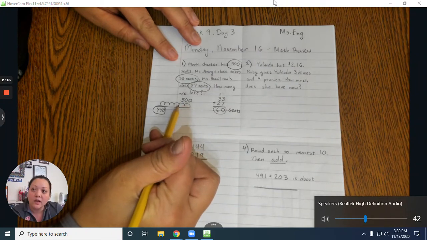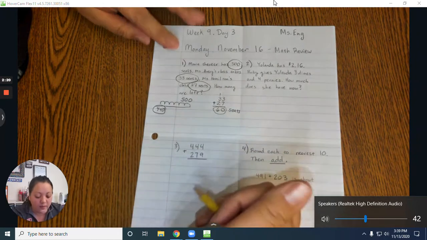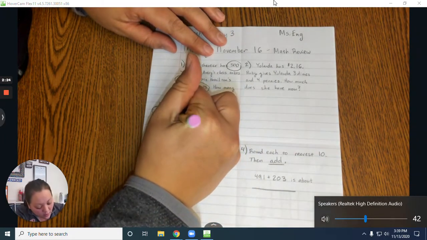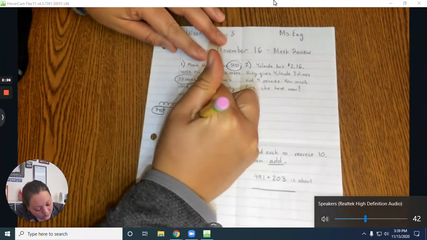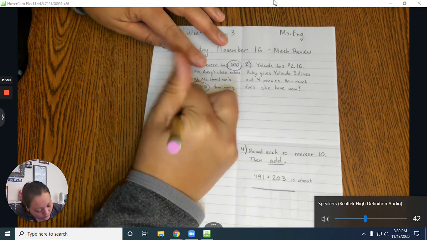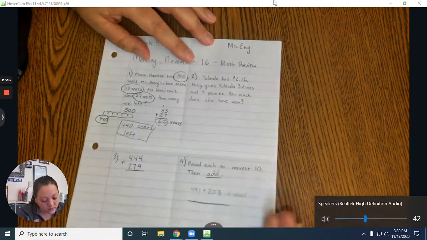Each little jump I made was a set of 10, or you could have lined it up and subtracted 60 from 500. So there were 440 seats left. Okay, so please make sure you get that down.